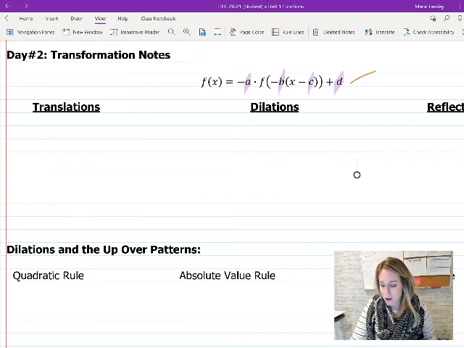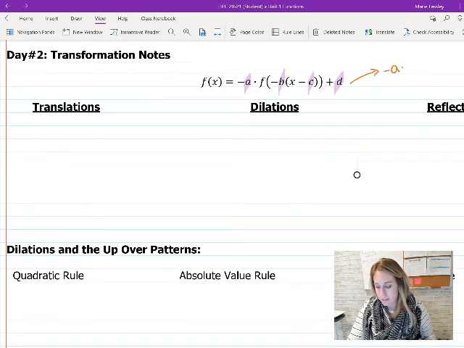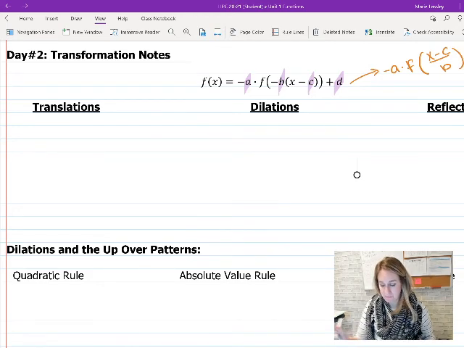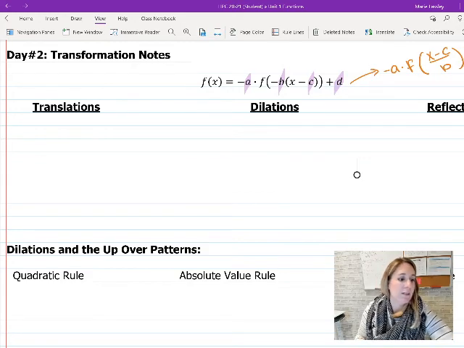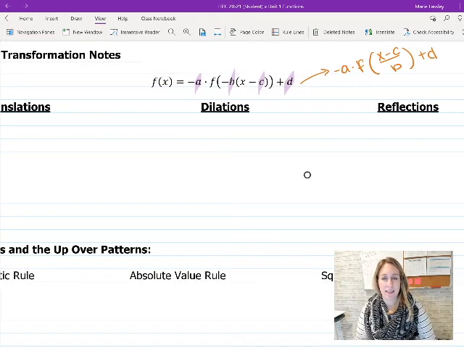All right, now some teachers in Algebra 2 will write this a little bit differently. So you may have also seen this written like this. Negative a times f of x minus c over b plus d. That's the whole thing. Okay, now this is really okay, kind of, in Algebra 2.